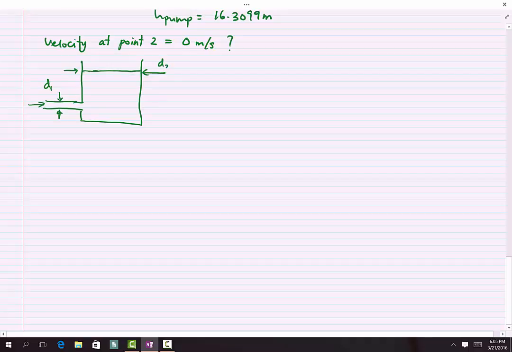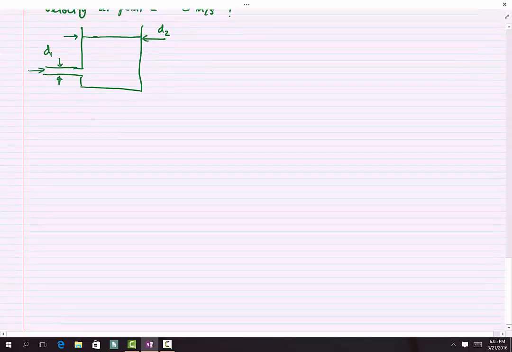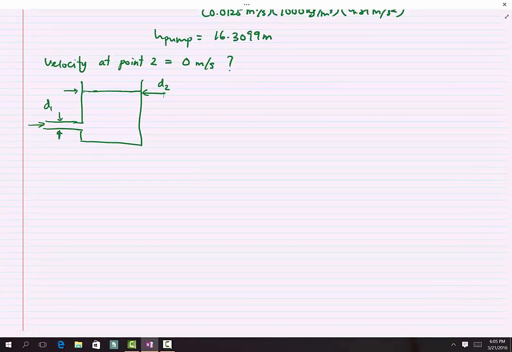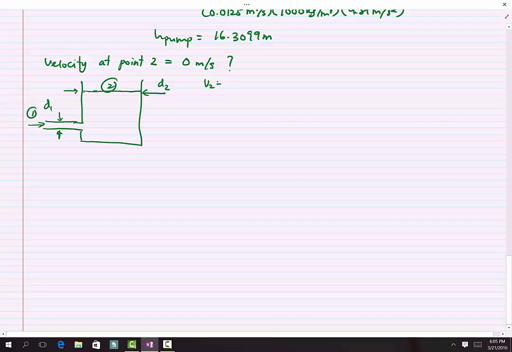which tank has a diameter D2. If the diameter D2 is relatively larger than D1, the velocity at point 2 will approach 0. So how? This is point 1 and point 2. Then velocity at point 2 would be 0 meter per second. So how?